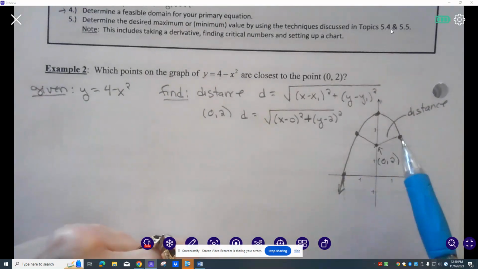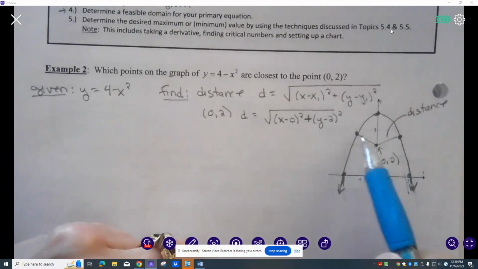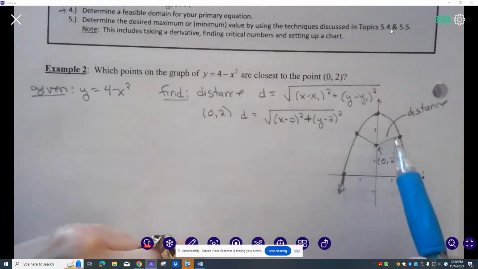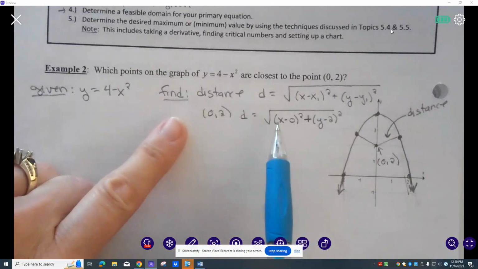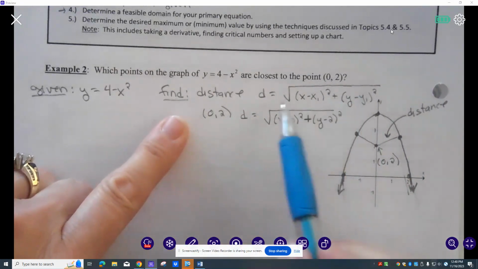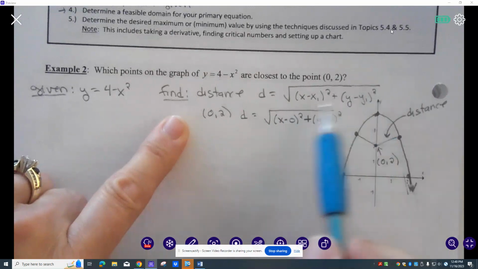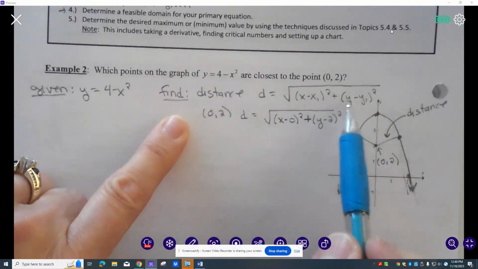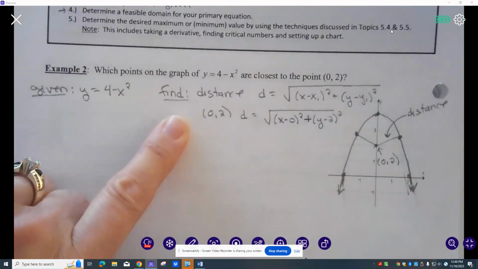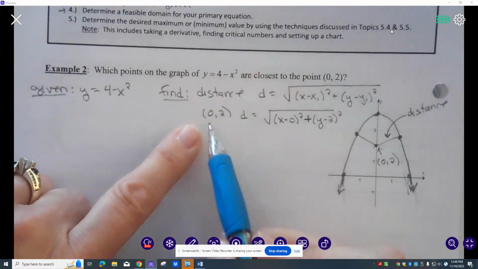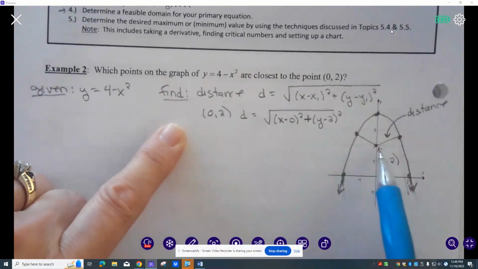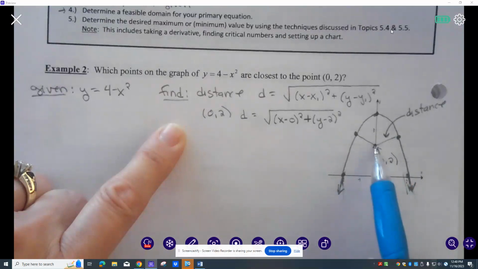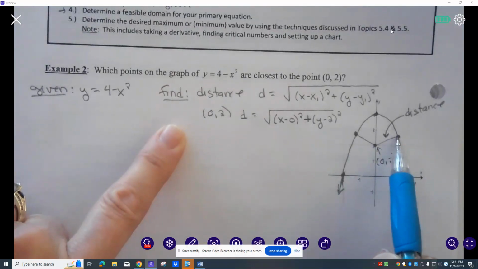We're finding which 2 points on the parabola, so I just sketched a couple there, are the closest to this point (0, 2). So that is a distance. What we're finding is the minimum distance. The distance formula, you probably forgot, is the square root of (x minus x) squared plus (y minus y) squared. And we are doing the distance to this point, so we know one of the points. If I'm finding this distance, I know this x and y. I need to find this x and y.